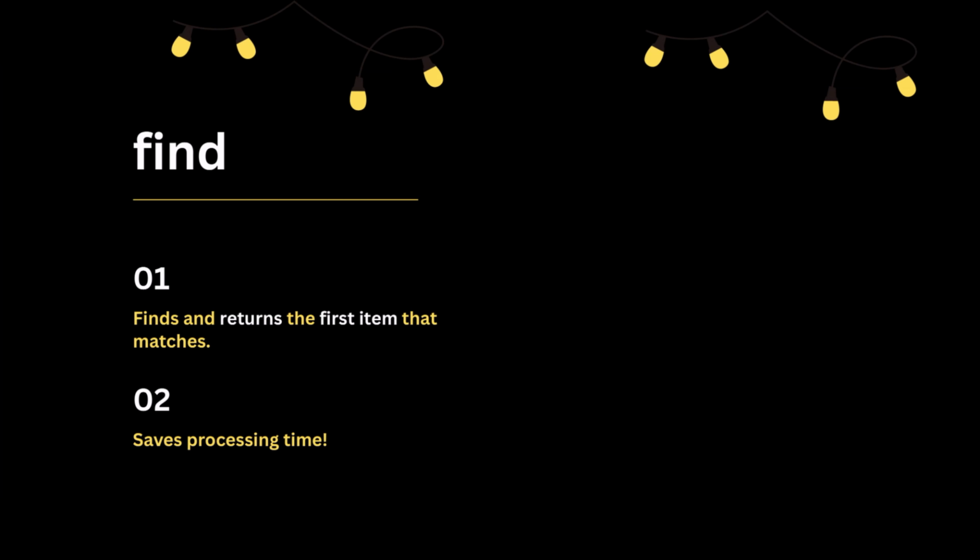The find method. The find method finds and returns the first item that matches the condition. It is optimized to return only the first matching item. This is great for performance optimization when you want only one result. Let's look at the code.